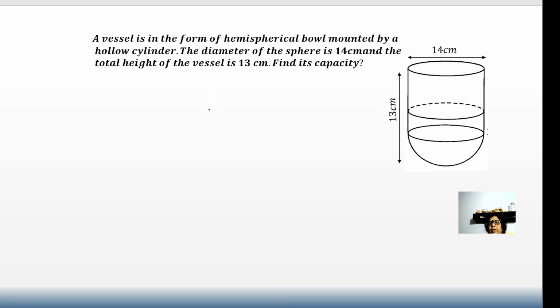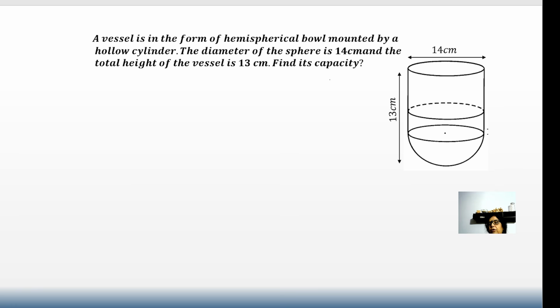The next question is, a vessel is in the form of a hemispherical bowl mounted by a hollow cylinder. The diameter of the sphere is 14 centimeter and the total height of the vessel is 13 centimeter. Find its capacity. So here we have a hemisphere and over the hemisphere we have a cylindrical container. So now you must understand here, when it's written mounted by a hollow cylinder, it's mounted on this, the hemisphere, the cylinder is mounted on the hemisphere.